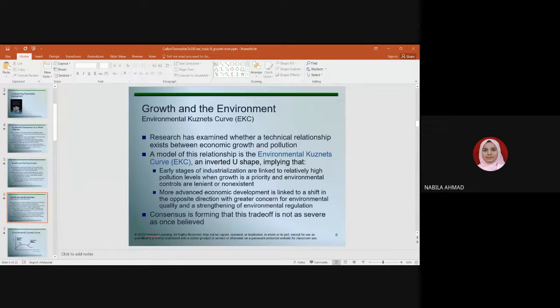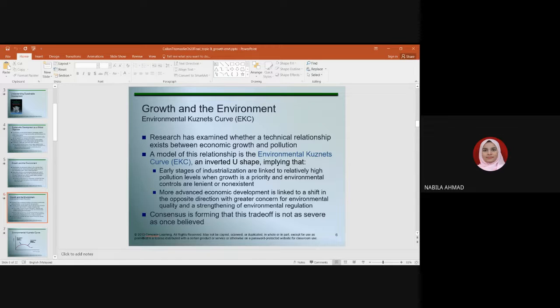the early stages of industrialization are linked to relatively high pollution levels when growth is a priority and environmental controls are lenient or non-existent. So at the early stage of the industrialization ini, negara-negara yang sedang berkembang ini, dia banyak engage in economic activity, constructions and so on. So akan berlaku banyak pencemaran. Okay, dan polisi dan kontrol untuk environment ini lebih lenient, tidak stringent ataupun tidak strict.